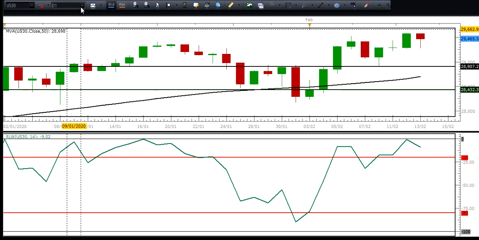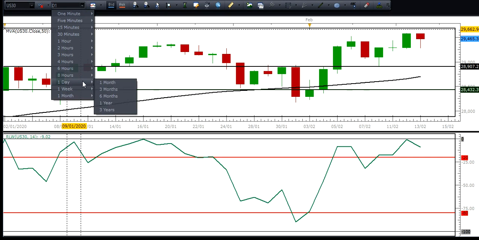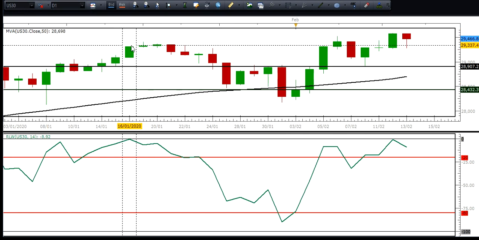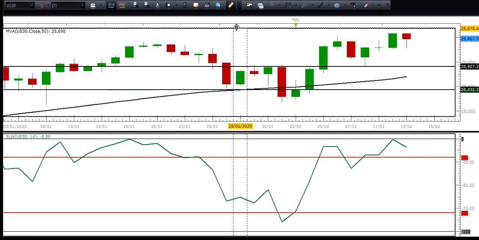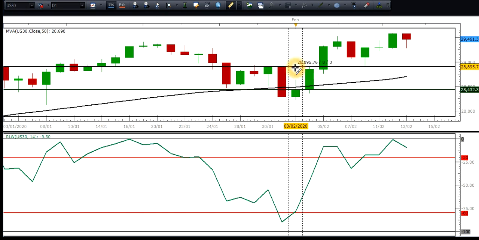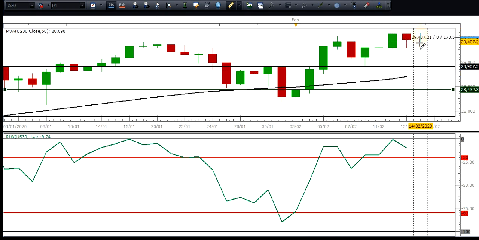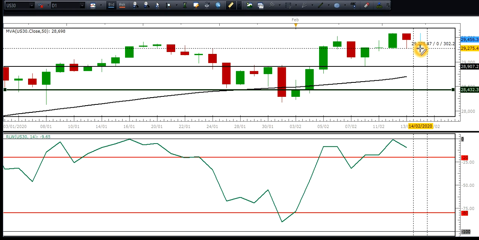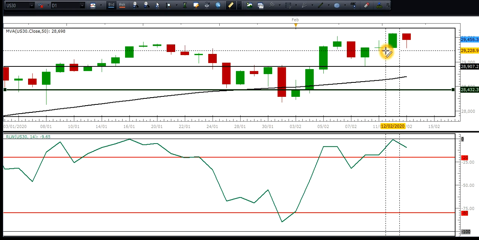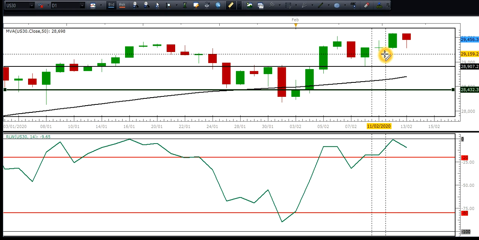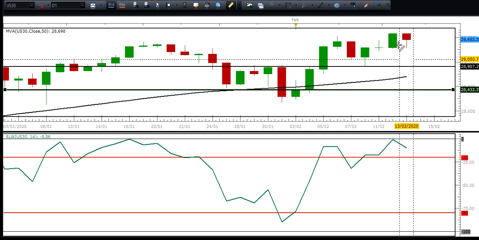Look at US 30, daily for the last month. Let's look at this one. From here to here, guys, 472 pips. From here to here, 565 pips. Today, from there to there, 294. That's how you're going to make money. You understand? Because whether you're buying or selling, you need movement.